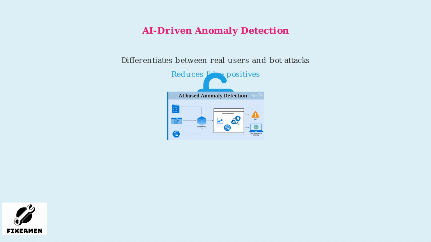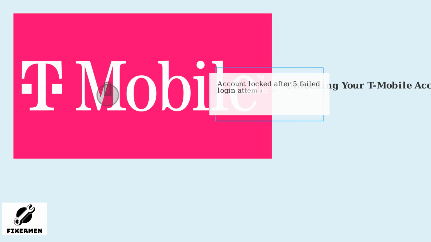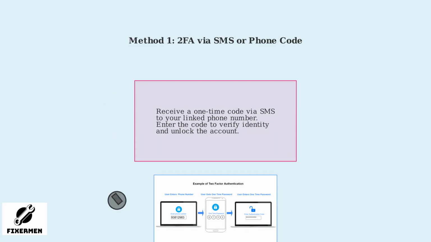reduce false positives. Your T-Mobile account gets locked after 5 consecutive failed login attempts within a 10-minute window. The lockout starts at 30 minutes and can escalate up to 24 hours for repeated violations. You'll receive a notification via SMS or email with unlock options. One common way to unlock is through two-factor authentication. You'll receive a one-time verification code via SMS to your registered phone number. Simply enter this code in the login screen to confirm your identity and unlock your account.